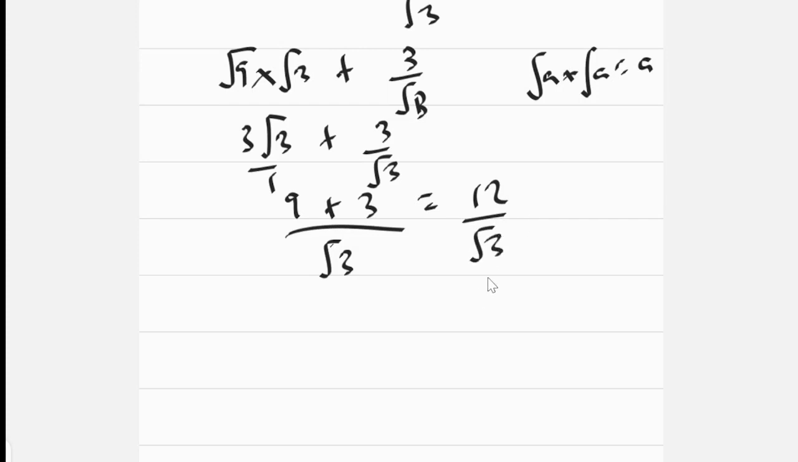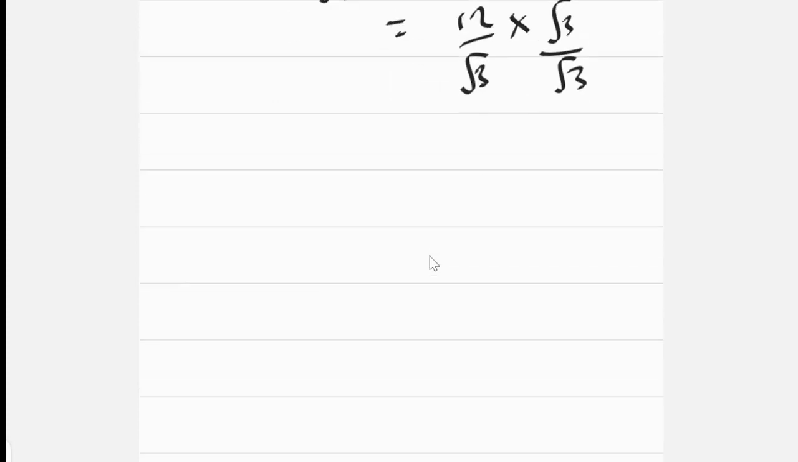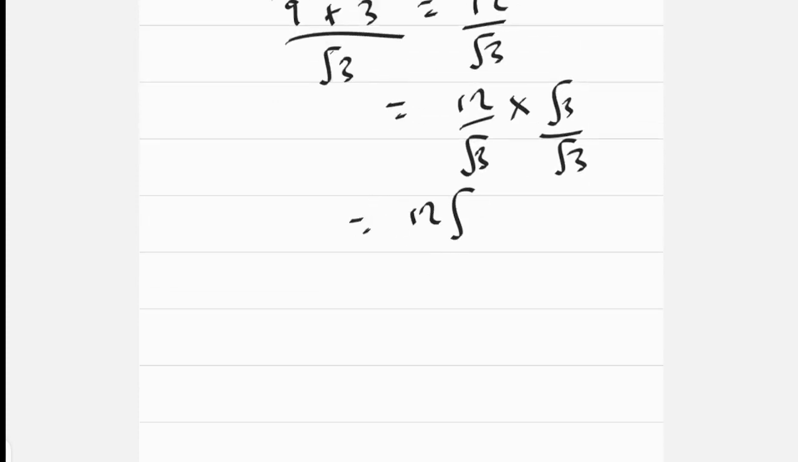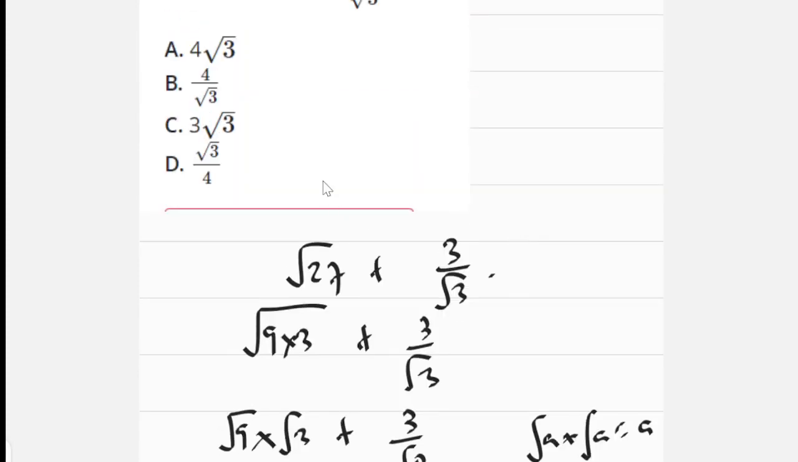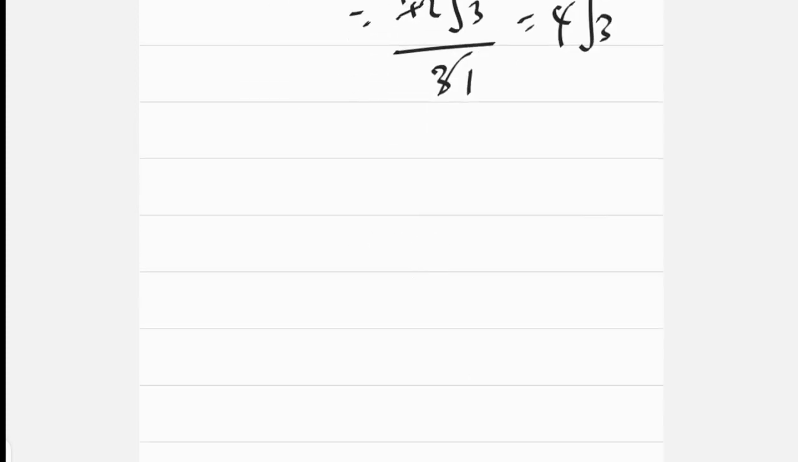Then you can rationalize the denominator. If you rationalize it, change it to a rational number. To change it, just multiply by root 3 over root 3. So you will see that I'm going to have 12 root 3 over root 3 times root 3. That is 3. 3 here, 1, 3 here, 4. And your result is what? 4 root 3. So 4 root 3, option A. Can you see it is not difficult to do?